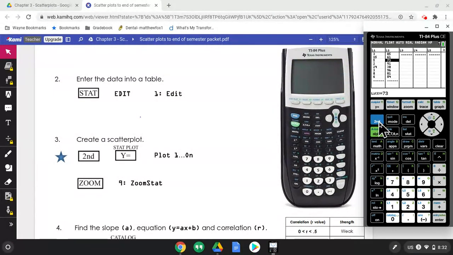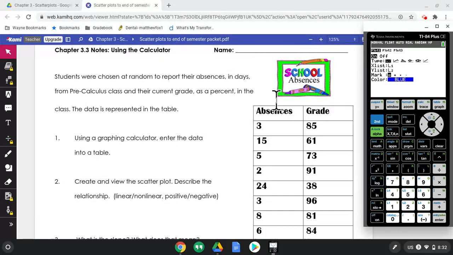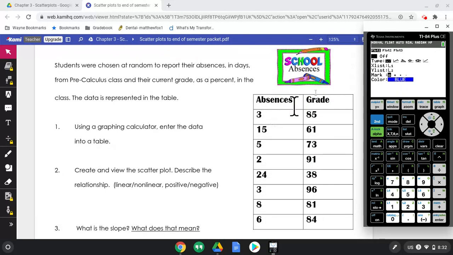I'm going to hit second, y equals, which gives me the stat plots. Right now, plot 1 is off. I want to turn that plot on. So I hit enter, and enter again. Do you see it's flashing on the word on? This is a plot that on the x-axis has our list 1, which we used absences for, and on our y-axis, it has list 2, which was the grade.